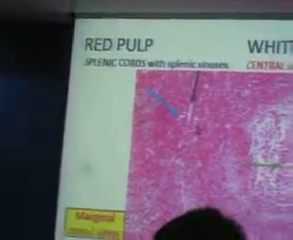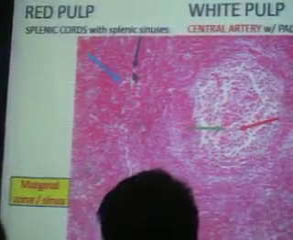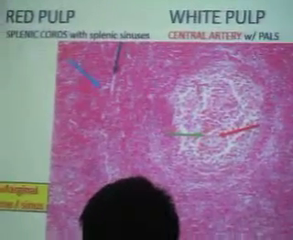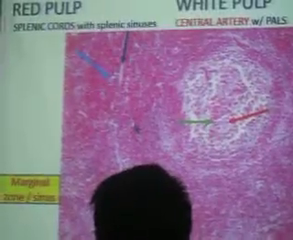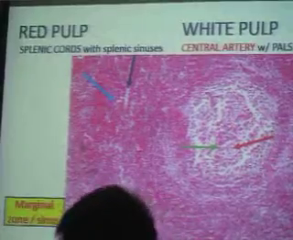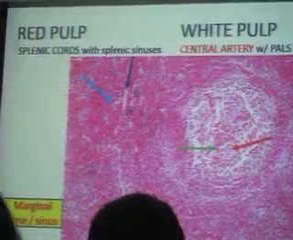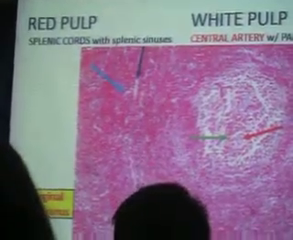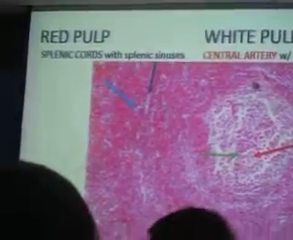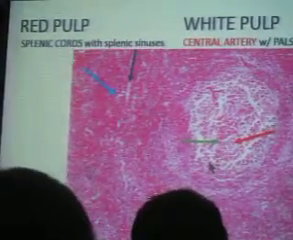And in between your splenic cords is again a sinus. You have there your splenic sinus. So it may be asked, identify the pointed space or structure. You have the splenic cord. Between cords, you have the sinus. So you have the cords here, and then of course you have the sinus there. Then the lymphoid tissue surrounding the white pulp, this is what you call your marginal zone.